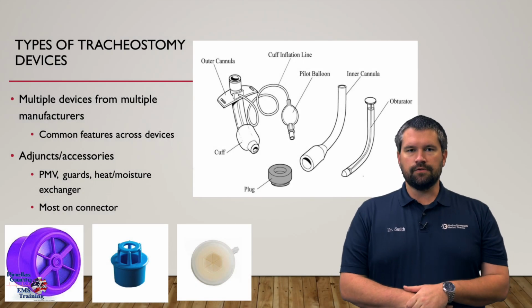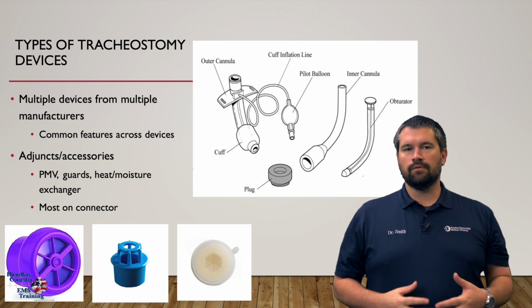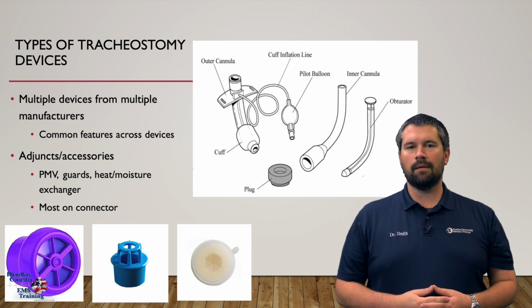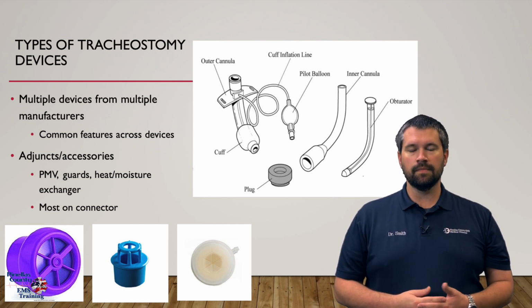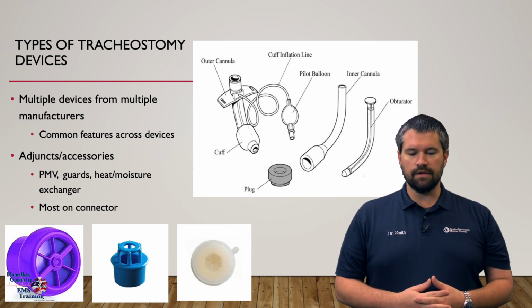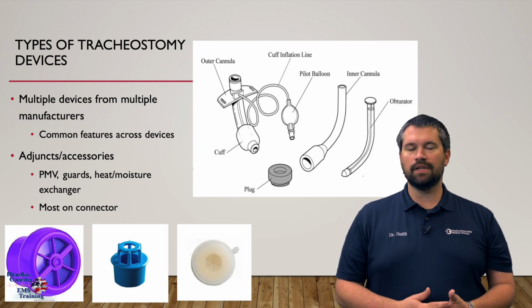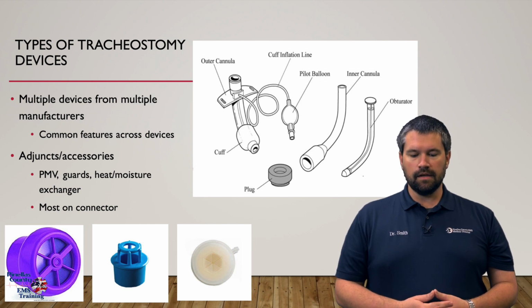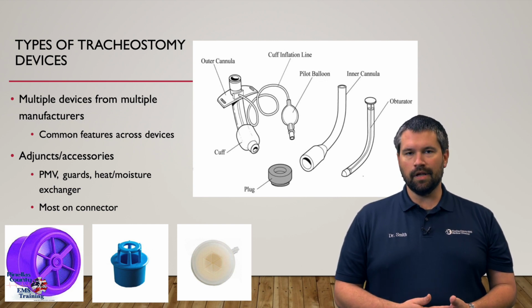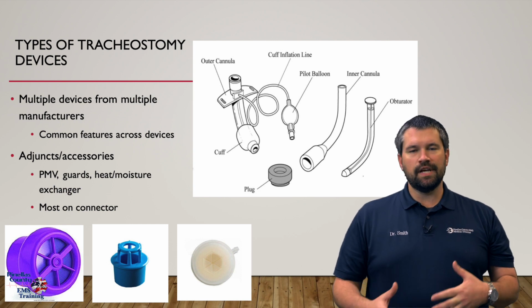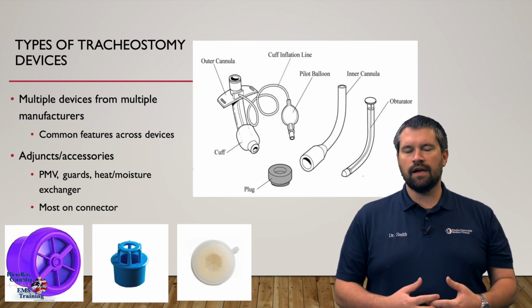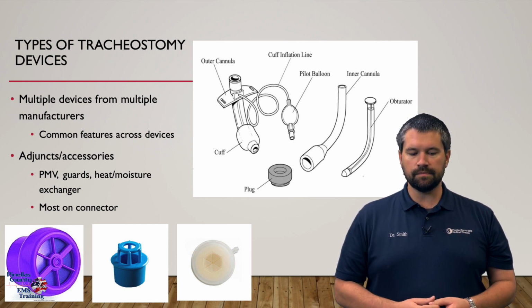So there are many different types of tracheostomy devices that come from several commercial suppliers. Luckily, there are common features across all devices that we use. In this picture on the screen, you can see there's an outer cannula, there's a line with a balloon to help you inflate the cuff. There is an inner cannula, an obturator, and a plug. You'll see different shapes and colors on these, but most tracheostomy kits will have these essential components.